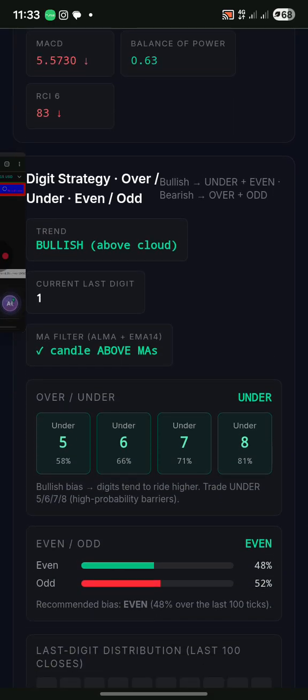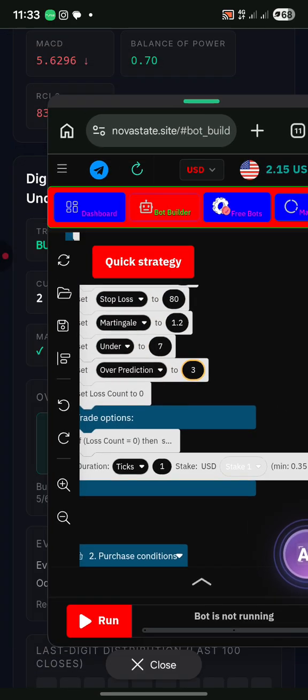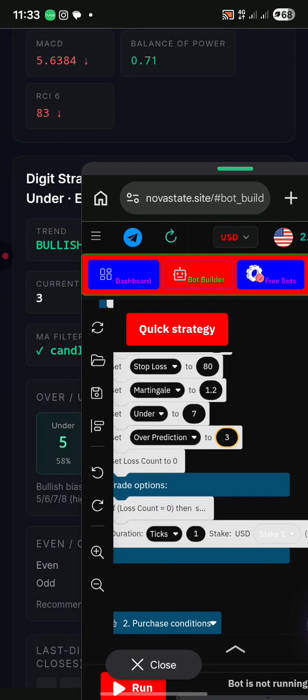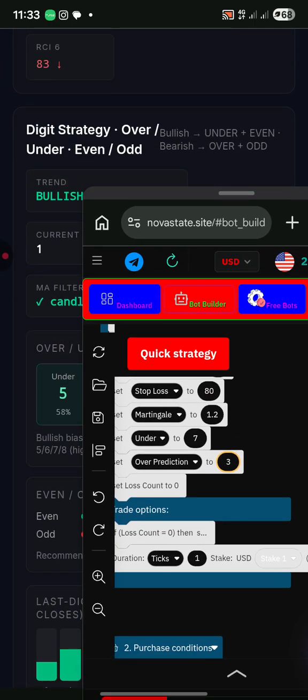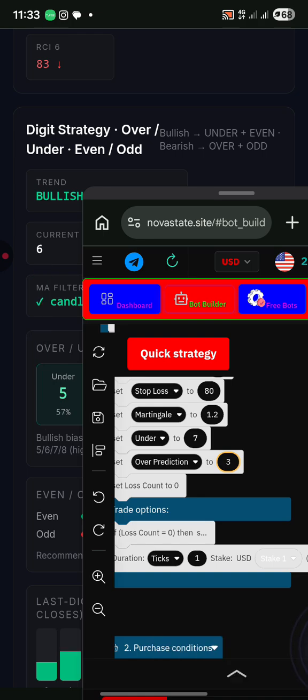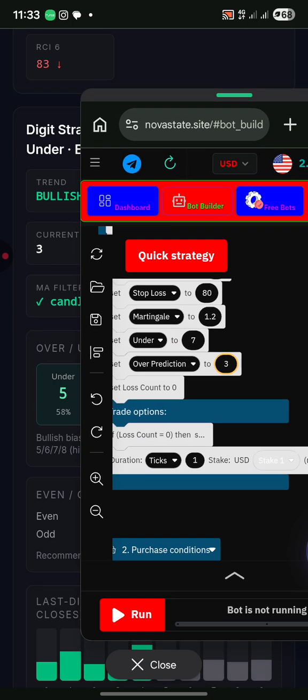So our entry point will be, we are trading under 7. So I'm going to look at this point, my entry point. Then our entry point will be either 7, 8, 9, or 7, 9. I launch my bot. So let me wait for my entry point.